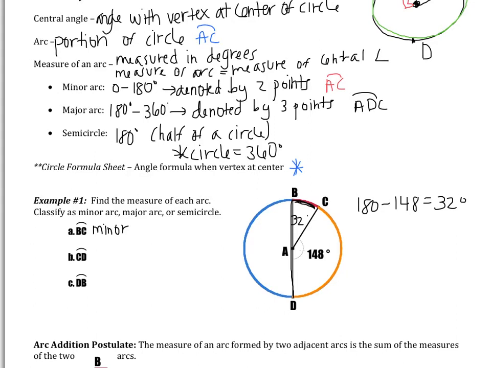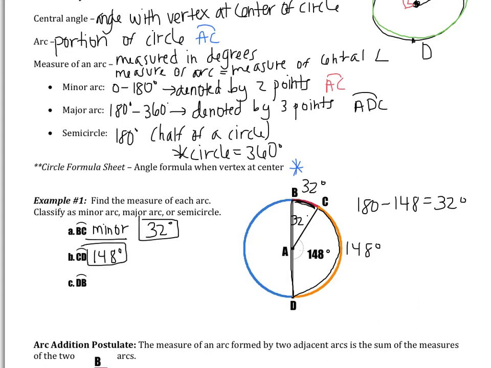If the central angle is 32 degrees, then the arc is also 32 degrees. So arc BC is going to be 32 degrees, which also makes it a minor arc. It's less than 180. Next, I have to find arc CD. That's this arc right here. The central angle is 148, so the arc is also going to be 148 degrees.